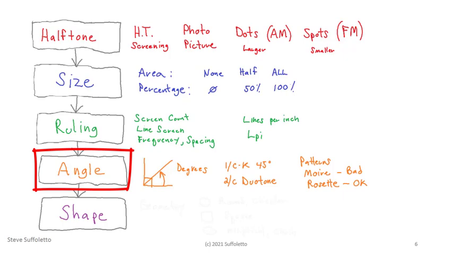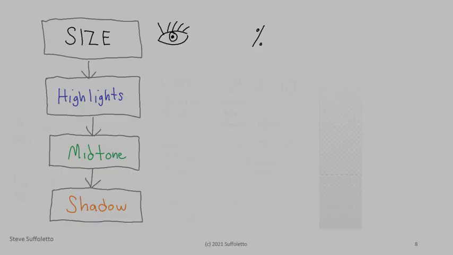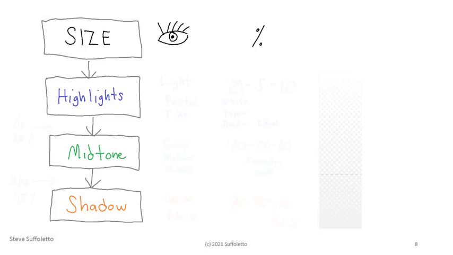And when we have more than one angle, we have to be concerned about interference patterns, which are called moires, which are bad, or rosettes, which are acceptable and okay. And then the fourth characteristic is the geometry or the shape. We can have a round circular dot, we can have a square dot, or we can have an elliptical chain dot. Let's talk more about the size of the dot.